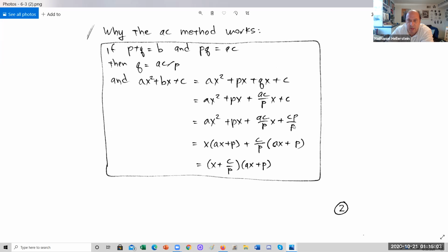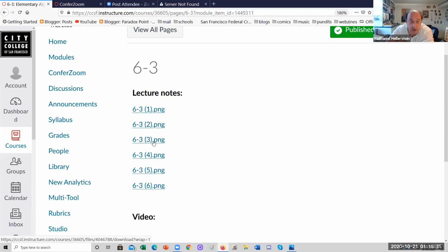Then we write c as cp over p. That way we have a factor of c over p in common here. Ax squared plus px has a factor of x, out comes x times ax plus p. Then ac over p times x plus cp over p, remove a factor of c over p, and we're left with ax plus p. And now here's a common factor of ax plus p, times x plus c over p. And we're done. That's all. So that's why. So the AC method will always work if you do it right. So we'll do some examples thereof.